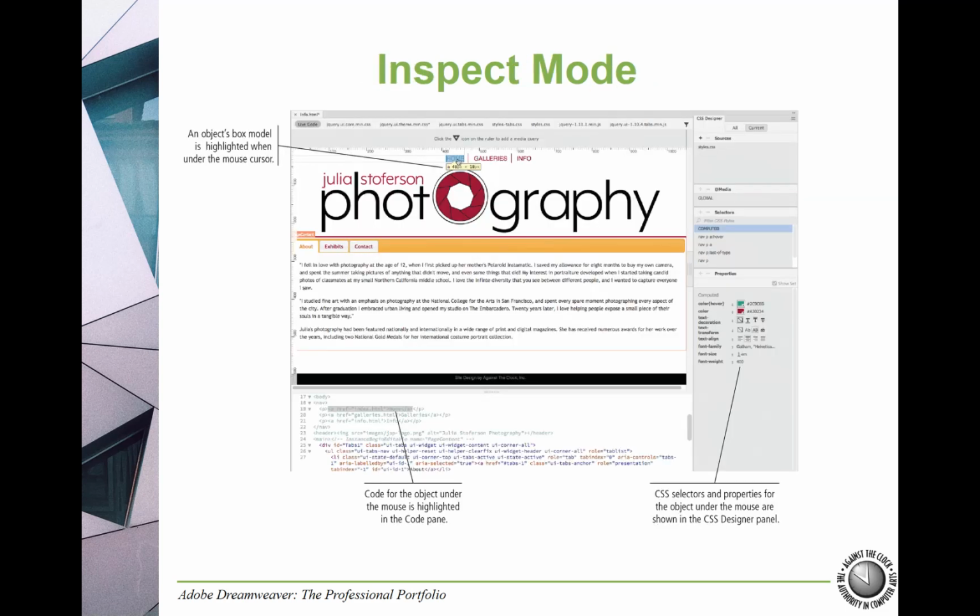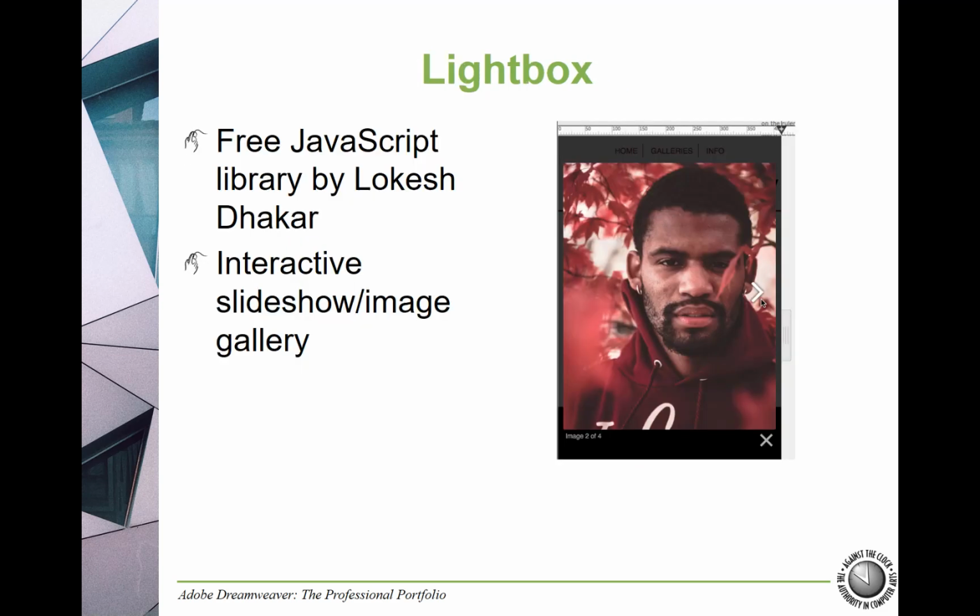Here we have inspect mode. So that's in addition to the code navigator. The inspect mode is something you can toggle on by choosing View, Inspect, and it makes it easy to find page code and CSS styles that are associated with specific objects on a page.